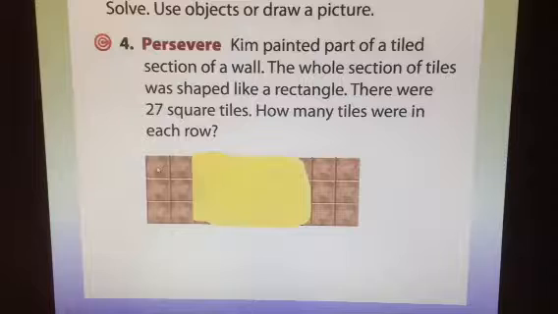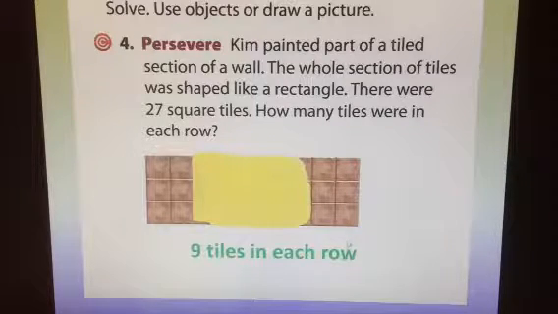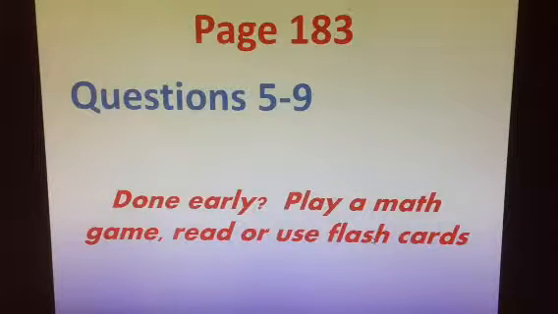27 divided by the columns you can see. 27 divided by 1, 2, 3 gives you how many in each row? 9 tiles in each row because 3 times 9 is 27. And that was it for today.